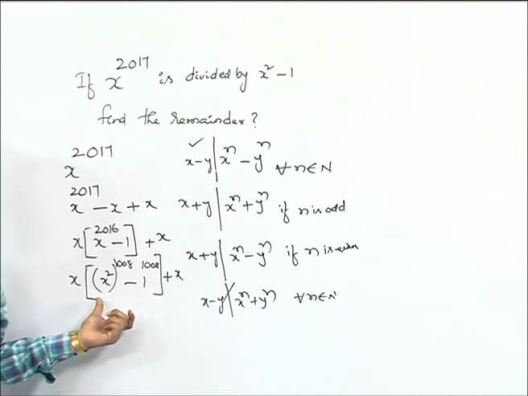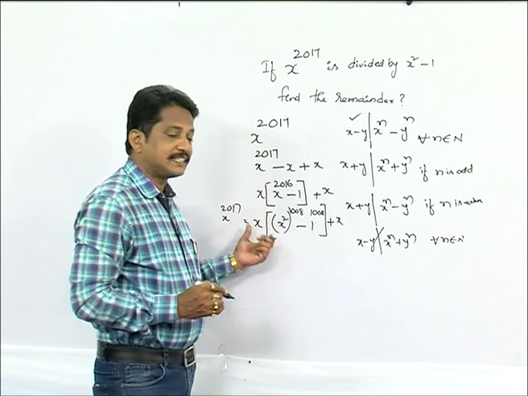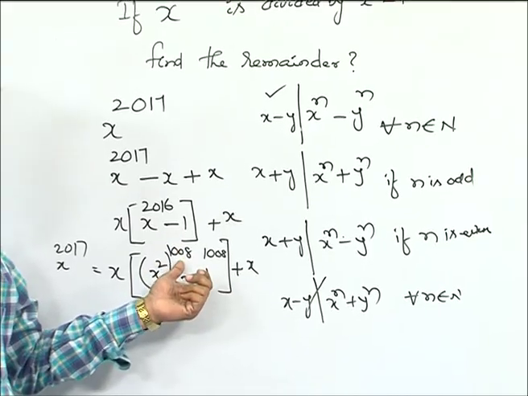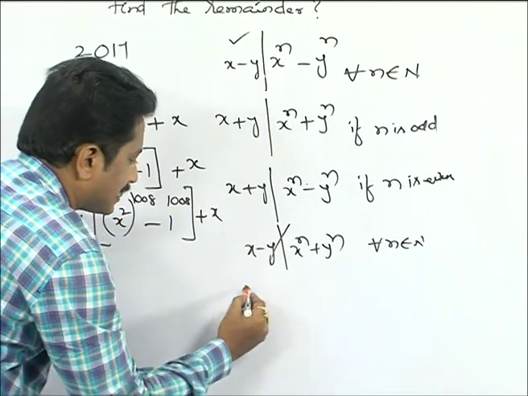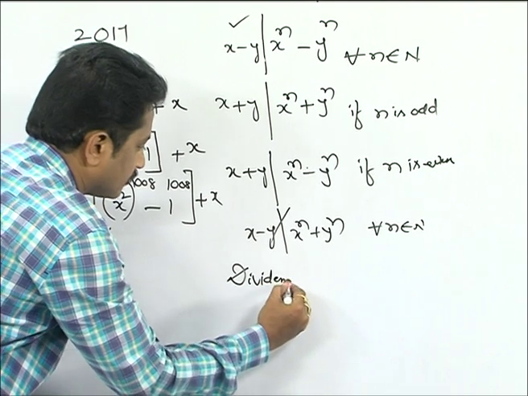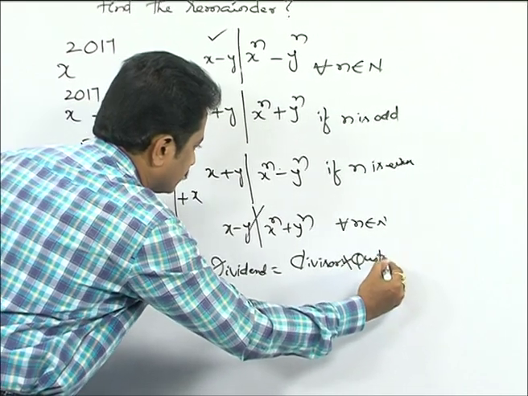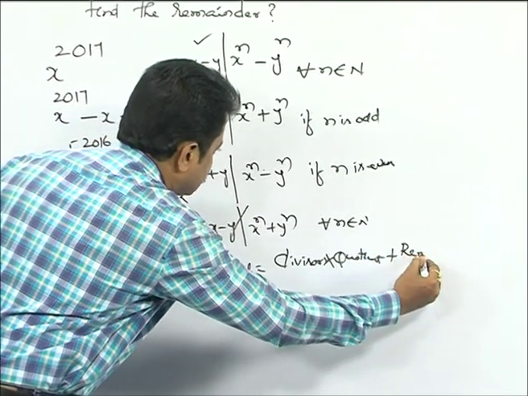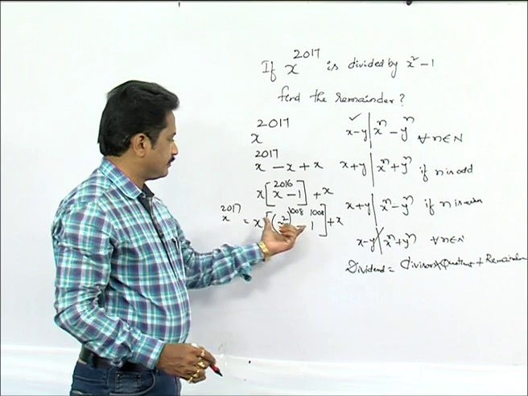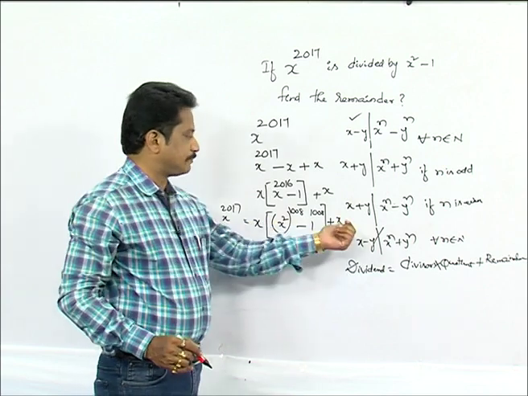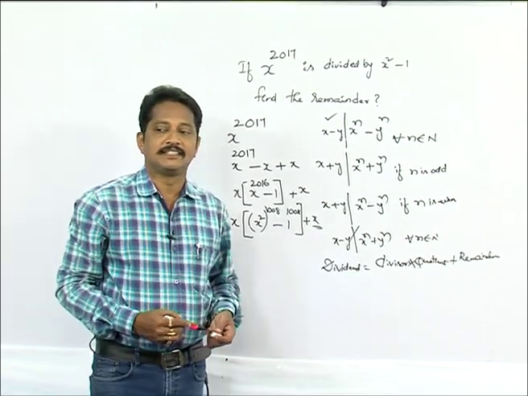Just recall the division algorithm. Here simply x to the power of 2017 can be written as x((x square) whole power 1008 minus 1 power 1008) plus x. Now you know the formula. What is the formula? Dividend is equal to divisor into quotient plus remainder, correct? Now I am taking the same: dividend equals divisor into quotient plus remainder. Then what is the remainder here? x. So x is the remainder.